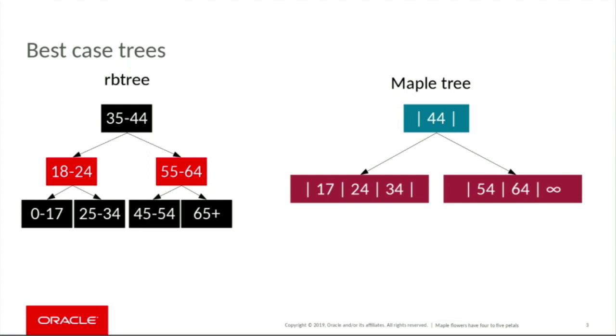Okay, so we start at the top of the tree. Are we in the range 35 to 44? No, we're less than 35. So we go down to the left to the 18 to 24 node. We find our number 21 is between 18 and 24, and there we have it. We've walked two steps down, and we've found the age we're looking for.